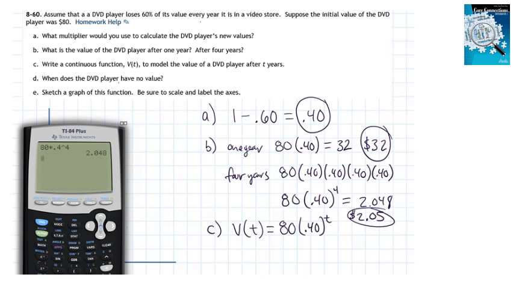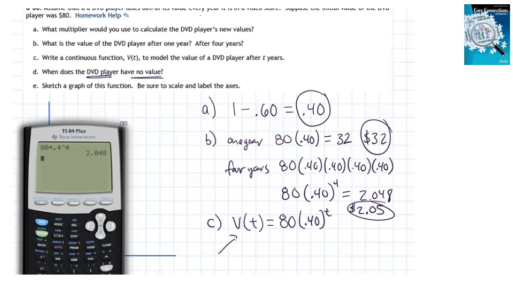When does the DVD player have no value? Well, that's kind of a tricky question. I mean, in terms of this function v of t would never equal 0, right? It's going to get smaller and smaller and smaller. But practically, come on, you're taking a fraction of a penny, a fraction of a penny. So in terms of the function, I guess never, right? It would never reach a value of 0.